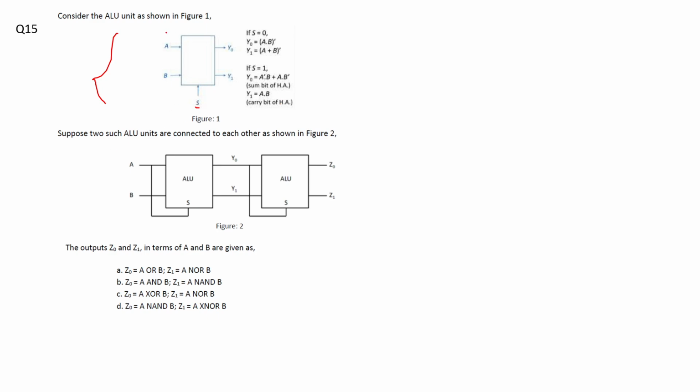Now this ALU unit is taken and it's cascaded like this. So ALU unit is taken, and here a is equal to s, and here y0 is equal to x, and we need to find out the result as z0 z1 in terms of a and b. So how will we do it? We'll first write down the condition for a single unit. Let's consider this. When s equal to 0, y0 is equal to a b complement, and when s equal to 1, y0 is equal to a complement b plus a b complement. So y0 can be written as s complement a b complement, right?